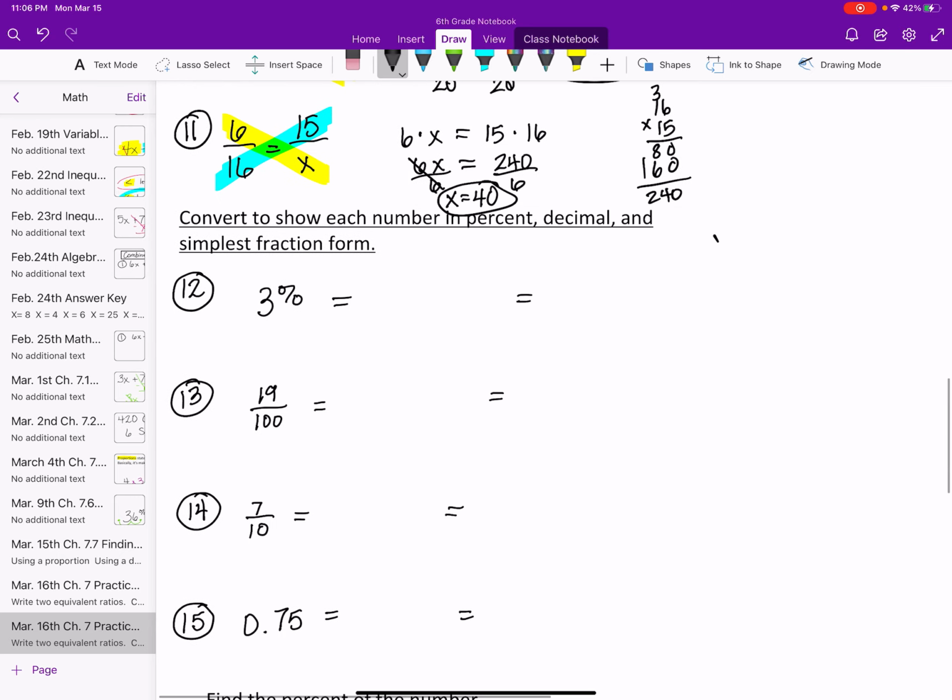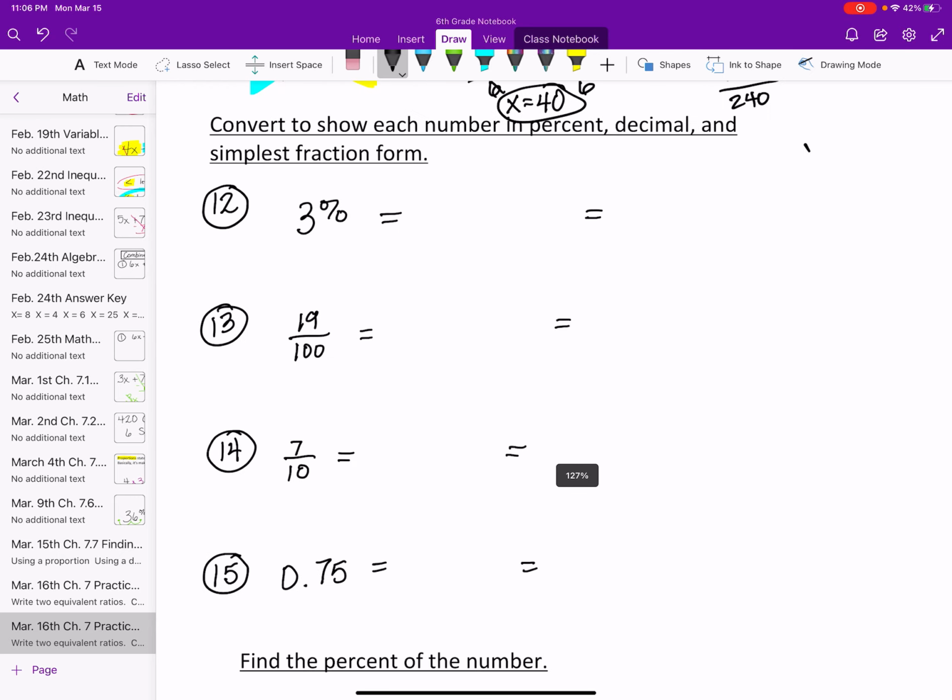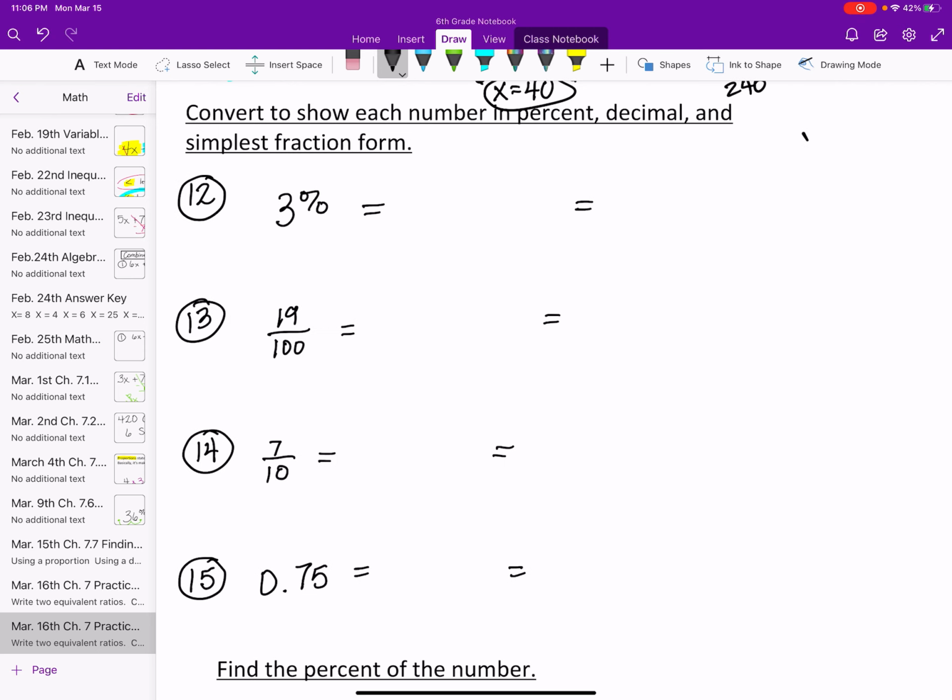Okay, we have 2 more sections to go through. So this one, you are converting each number that I give you to a percent, decimal, and fraction in simplest form. So for number 12, I'm giving you the percent already. I need you to go to a decimal and then to a fraction in simplest form for me. So in order to go to the decimal, I'm moving my decimal place 2 places to the left. 1, 2. So my decimal would be 0.03.